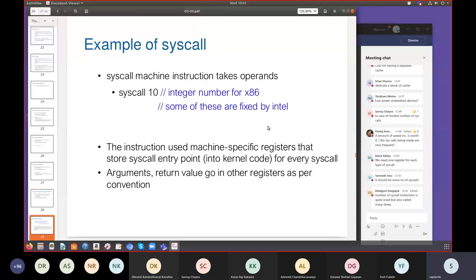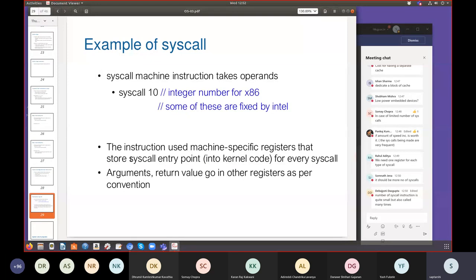So what about this new instruction? This syscall machine instruction takes operands, like say syscall 10. This number signifies which system call we are making. This instruction uses the machine specific registers that store the syscall entry point for every syscall, and arguments, return values, etc. go in other registers as per convention. So that's the shift. Earlier, system calls used to be handled similar to interrupts. But nowadays architectures usually give a special instruction and use these registers to store the starting point of system call handlers, or syscall handlers.